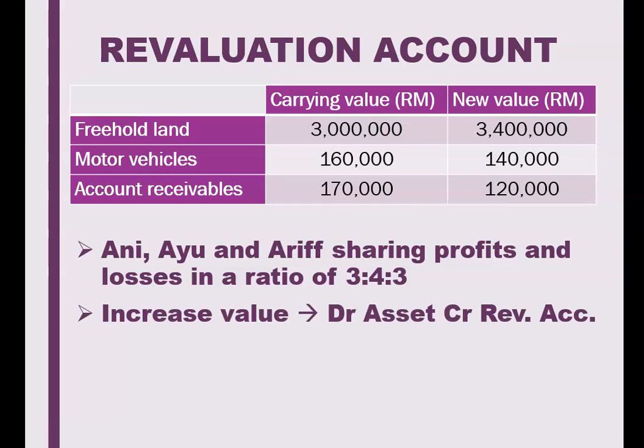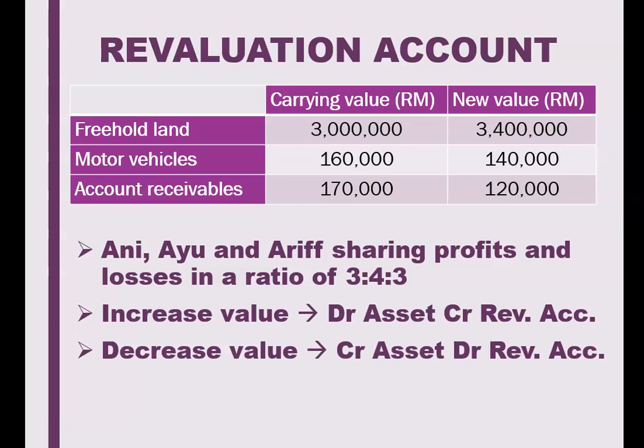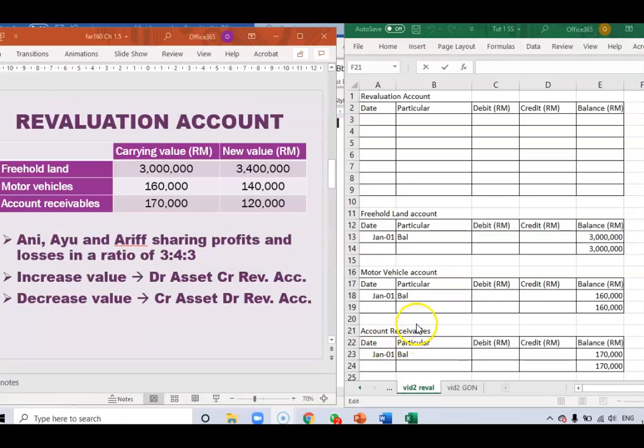It says here that if you revalue the asset, so increase the value of the asset, you debit the asset and you credit the revaluation account. And if there is a decreased value of the asset, you will credit the asset account and debit revaluation. So let's look at the example. Let's look at how we calculate and record the revaluation account. So we will prepare the revaluation account.